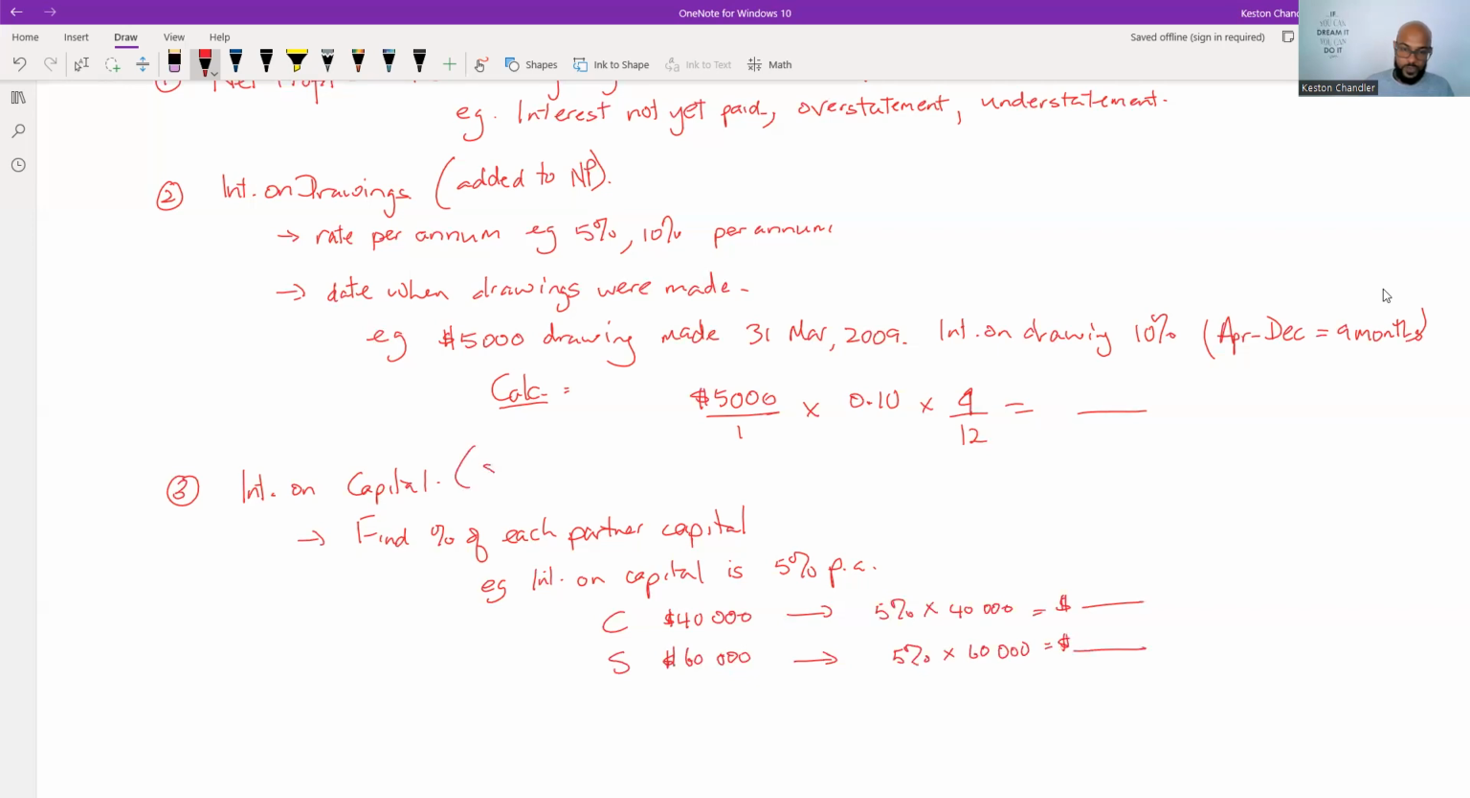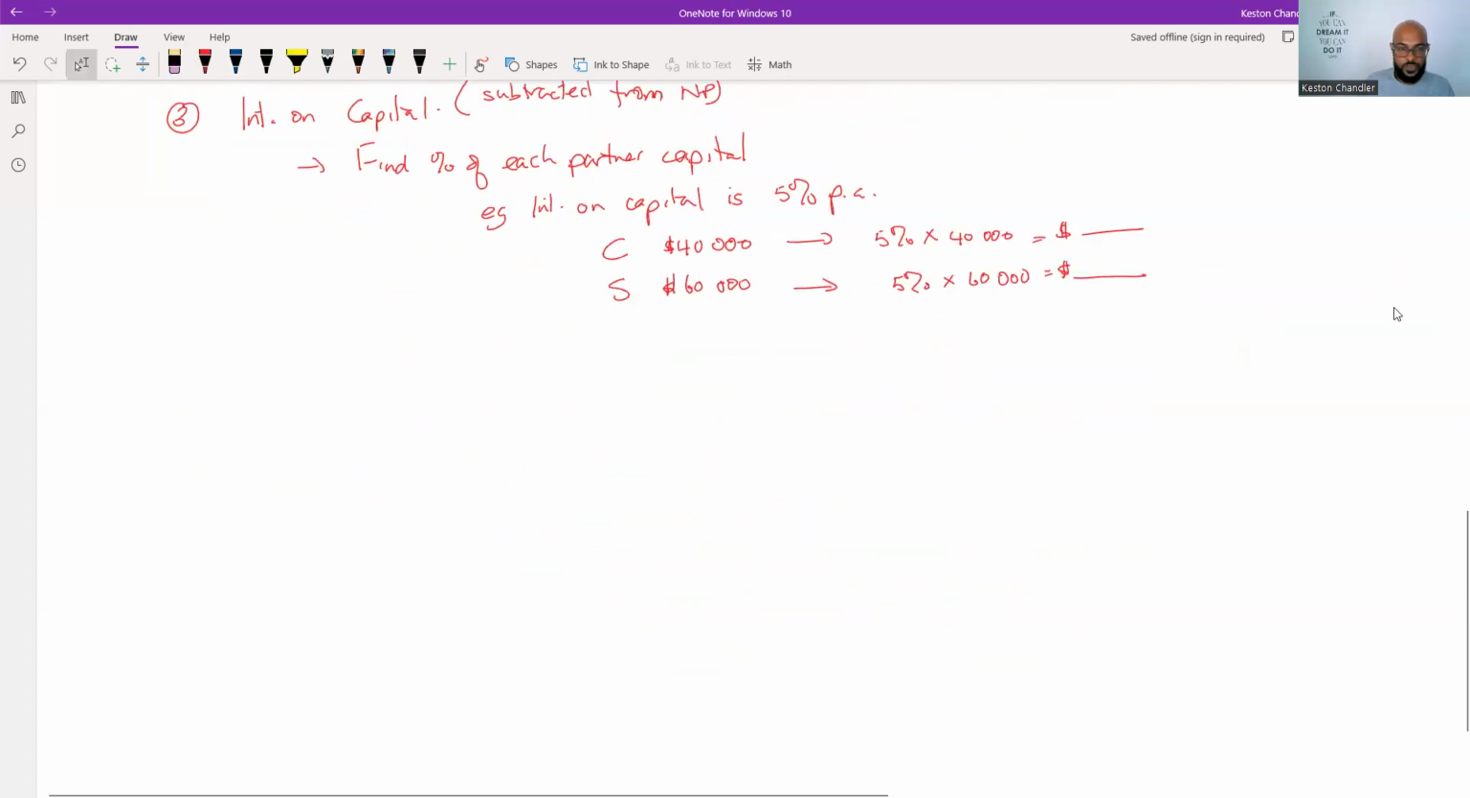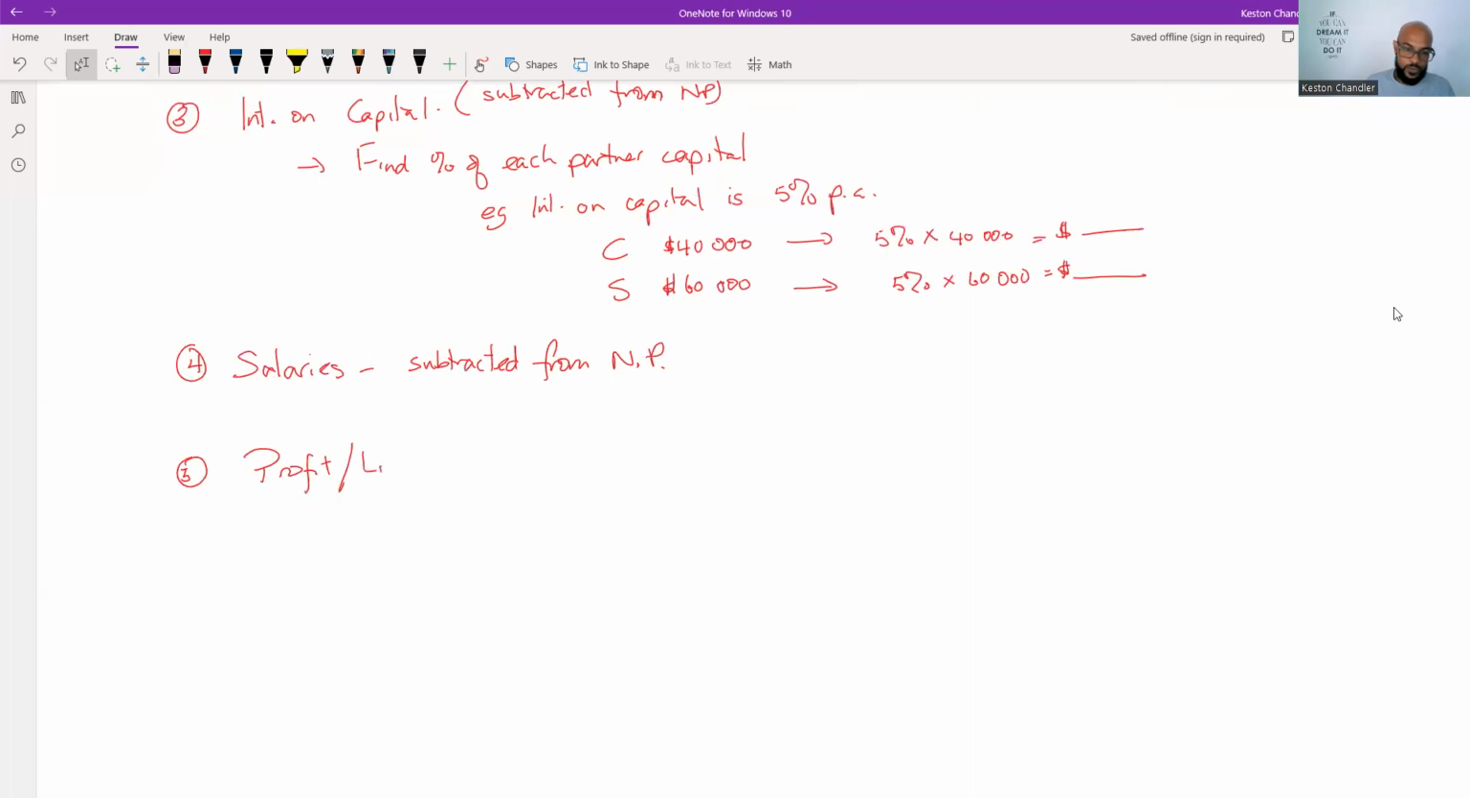Now this is subtracted from net profit. Another consideration is salaries, and this is just subtracted from your net profit as well. And then the next thing is the profit or loss sharing ratio.